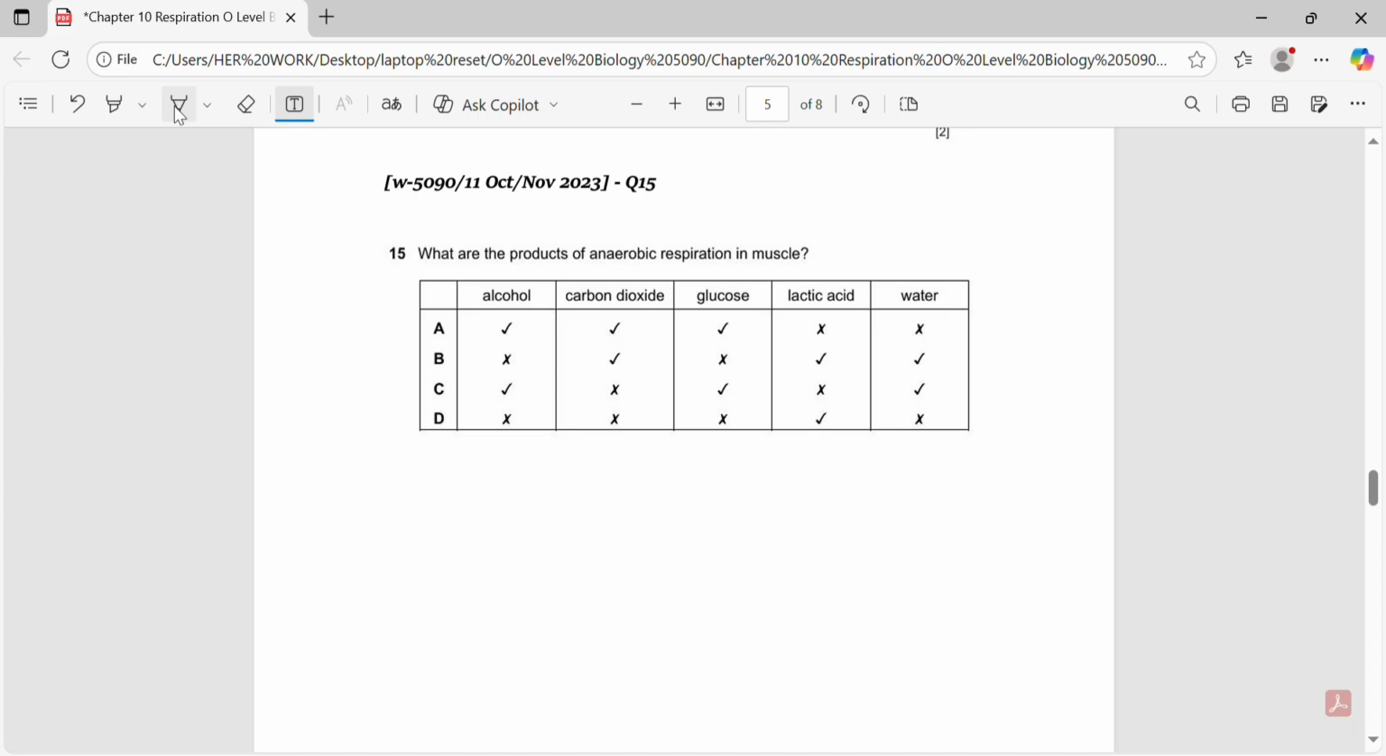With this information, we look across the table of options to find the row that correctly reflects the true products. Options A, B, and C each show extra substances being produced, such as carbon dioxide, alcohol, or water, all of which are incorrect for human muscle anaerobic respiration. Only option D lists lactic acid as the sole product, exactly matching what happens in the body. Therefore, the correct answer is D.